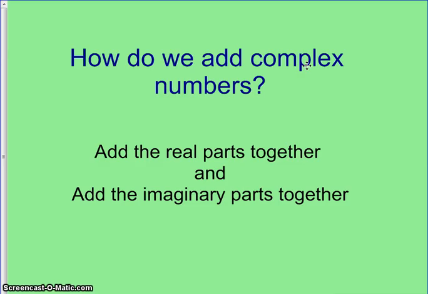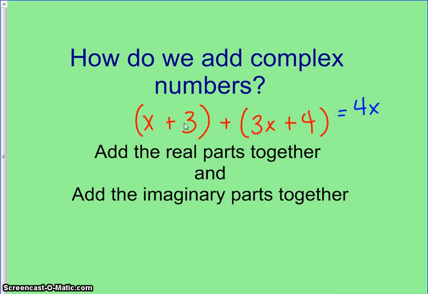Alright, so how do we add complex numbers? All we have to do is add the real parts together and add the imaginary parts together. This is combining like terms. So for example, let's say that I wanted to add x plus 3 and 3x plus 4. Remember that when you're adding, you would add like terms. You would add the x terms together to get 4x, and the non-x terms are constants, 3 and 4, to get 7. So complex numbers are worked the same way, where we have a real part and an imaginary part. You add the reals together and then the imaginaries together.